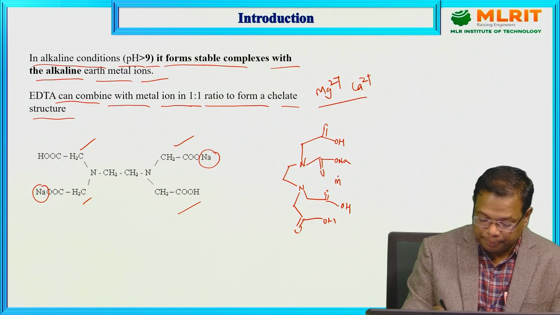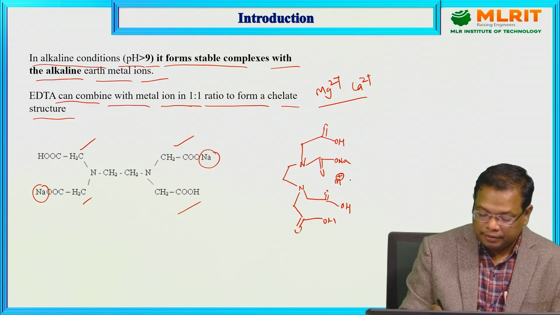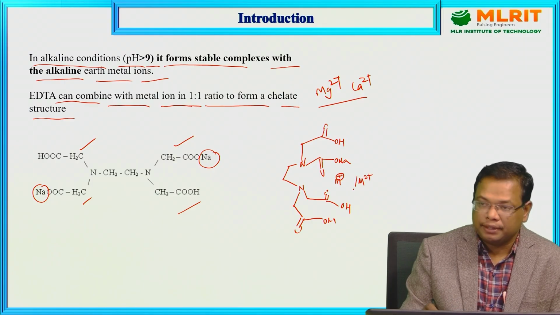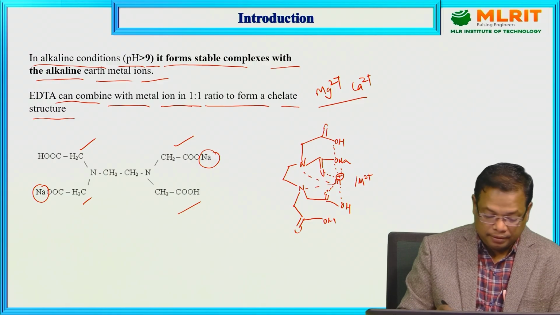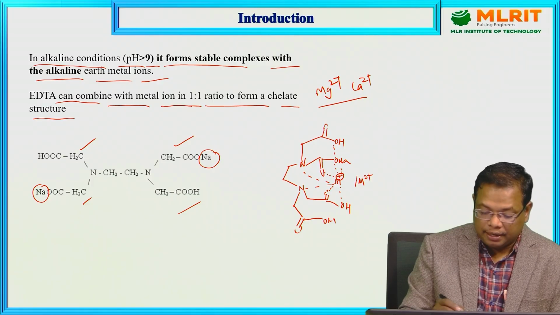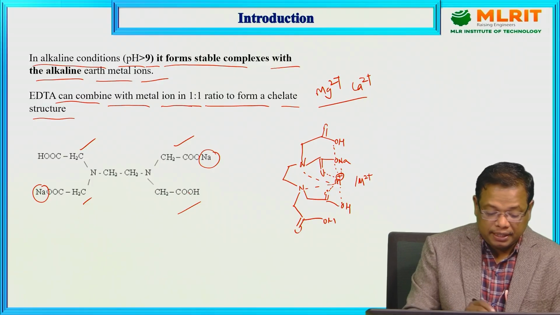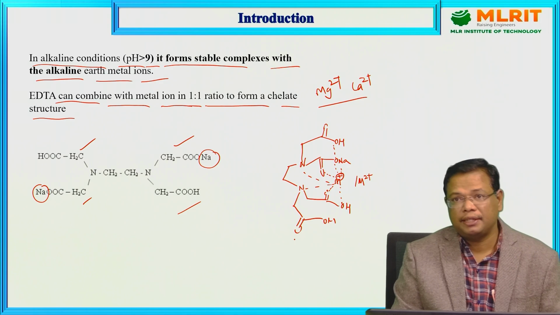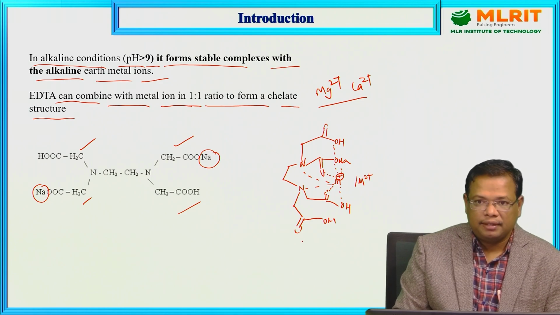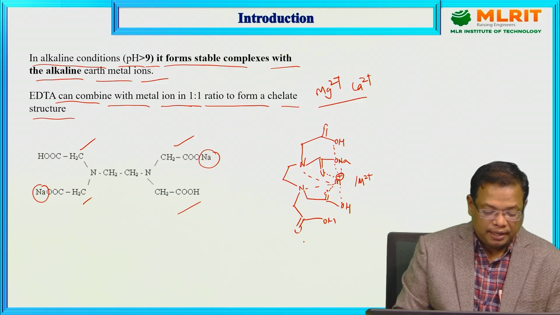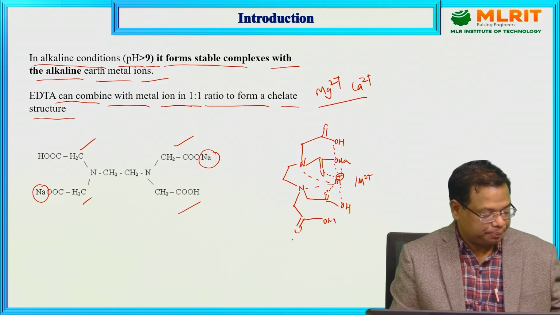So, the metal ion M2+ will form a complex with the given EDTA. This is the complex formation. It's a stable complex. So, by forming this complex, we can estimate the concentration of the hardness causing salts present in the water.